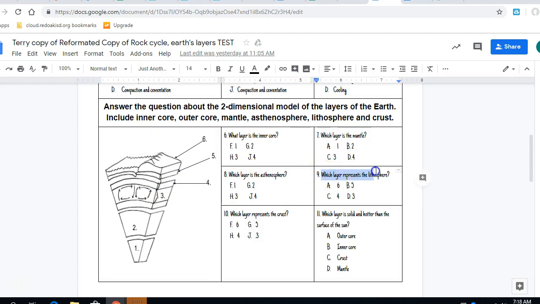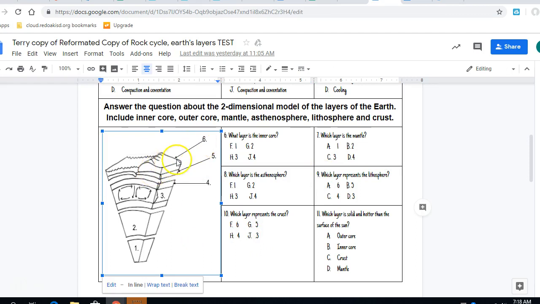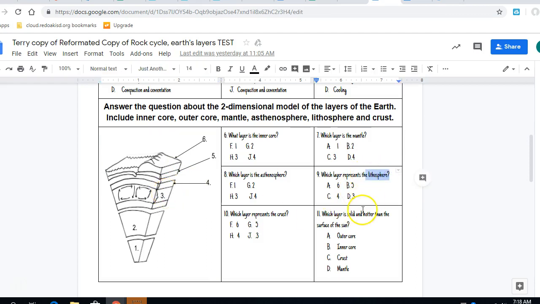9, which layer is the lithosphere? Is it 6, 5, 4, or 3? Which layer is the lithosphere for number 6? Or number 9, sorry. Which layer is the lithosphere? Number 9. Number 10, which layer represents the crust?